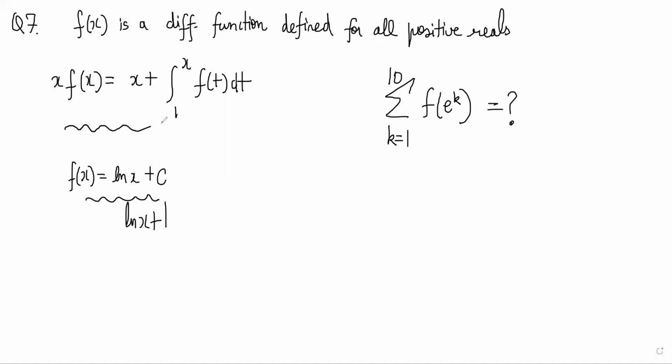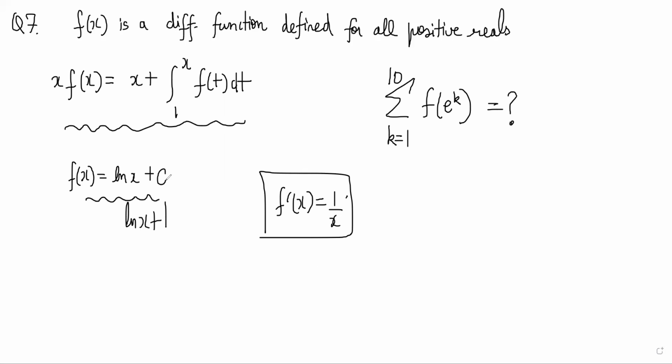You'll get this by simply differentiating here. You'll get f dash x is equal to 1 by x, right? Now after that you can integrate to get ln x plus c and then put some values, right? Put x is equal to 1, then you will get the value of c, right? Yeah. Okay.